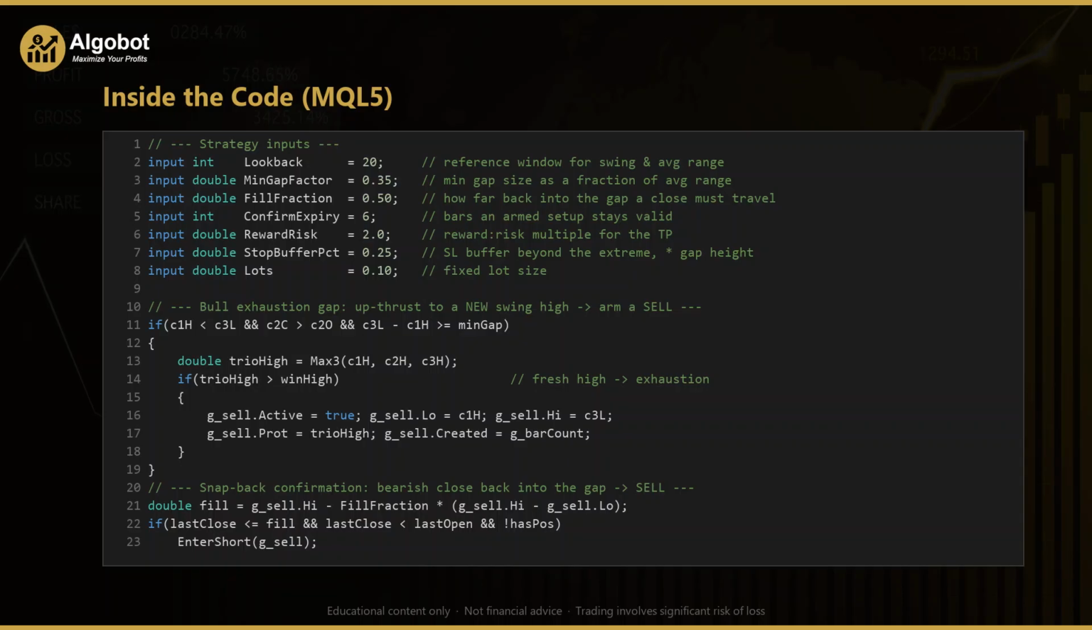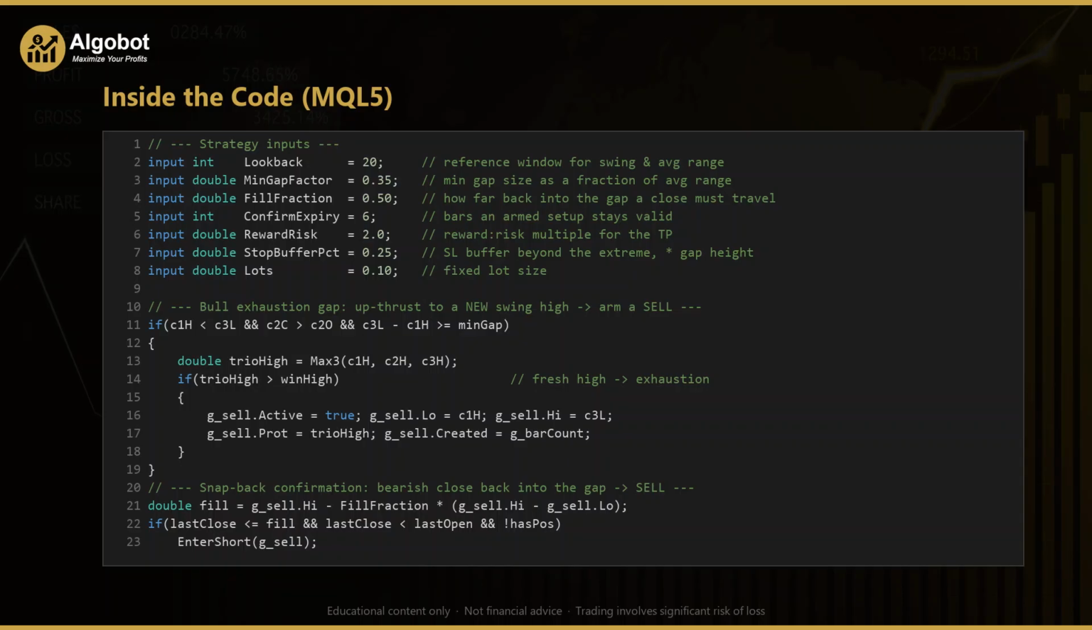Look back sets how many candles form the reference window for both the swing extremes and the average range. A larger value demands a more significant move to count as fresh. MinGapFactor is the minimum gap size expressed as a fraction of that average range. So raise it, and only larger imbalances qualify.